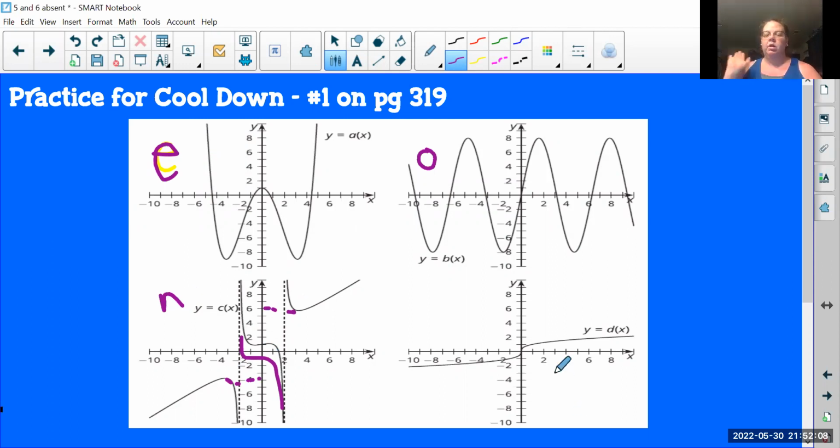And then this one over here, if we look at even across the y-axis, it's not the same thing. If I rotate it 180 degrees around the origin, then it is the same thing. So this is an odd.